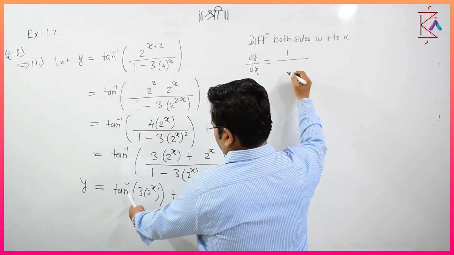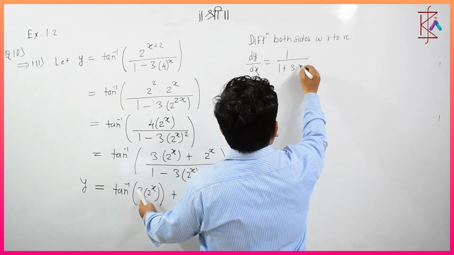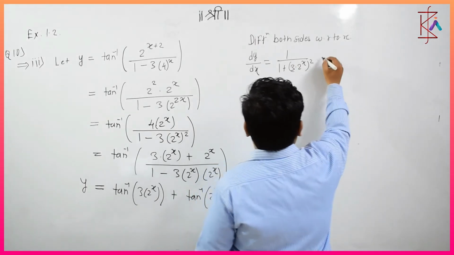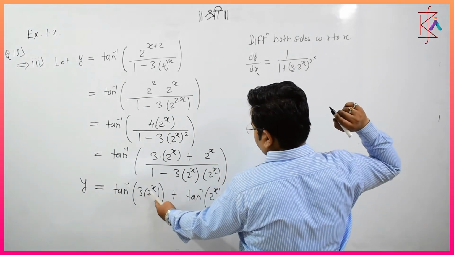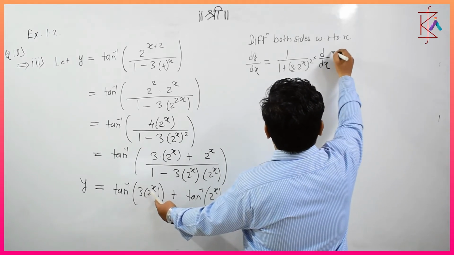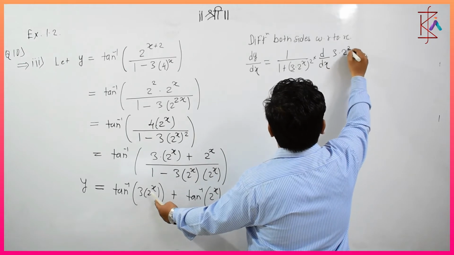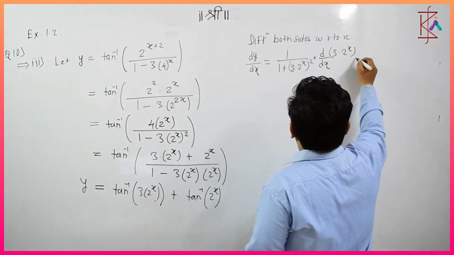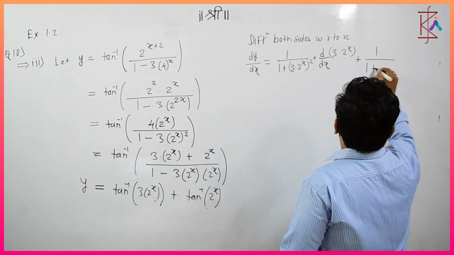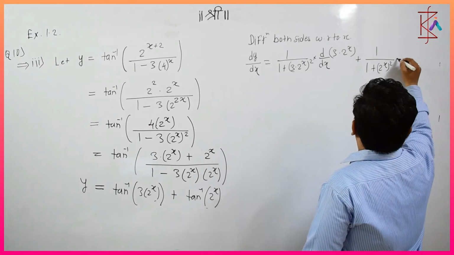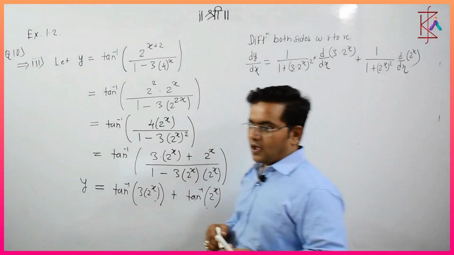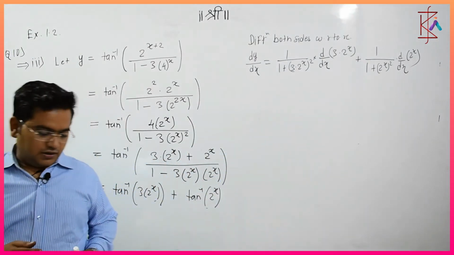So 1 upon (1 + 3·2^x) whole square, into the derivative of this, which will be d/dx of 3·2^x, plus 1 upon (1 + 2^x) whole square into d/dx of 2^x. Hope everything fits within the board.